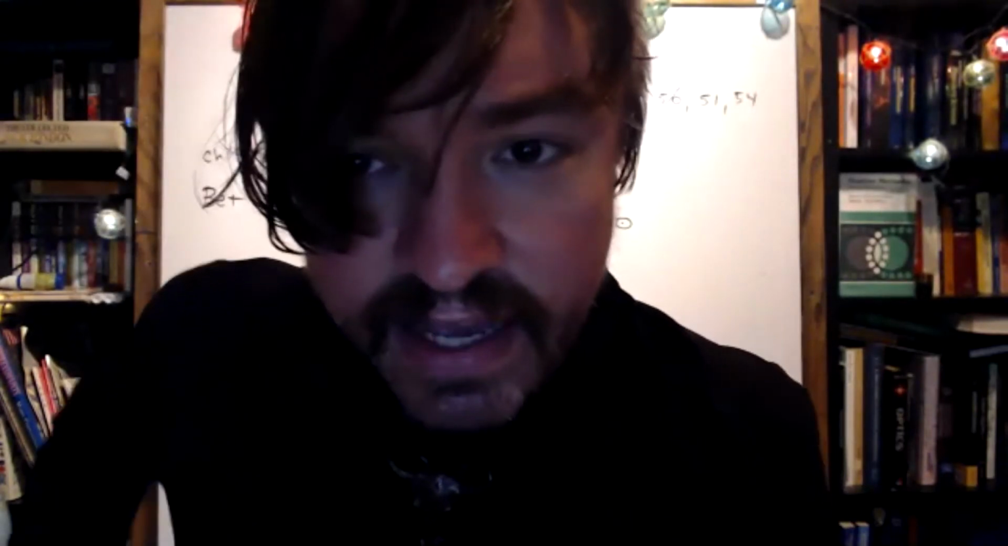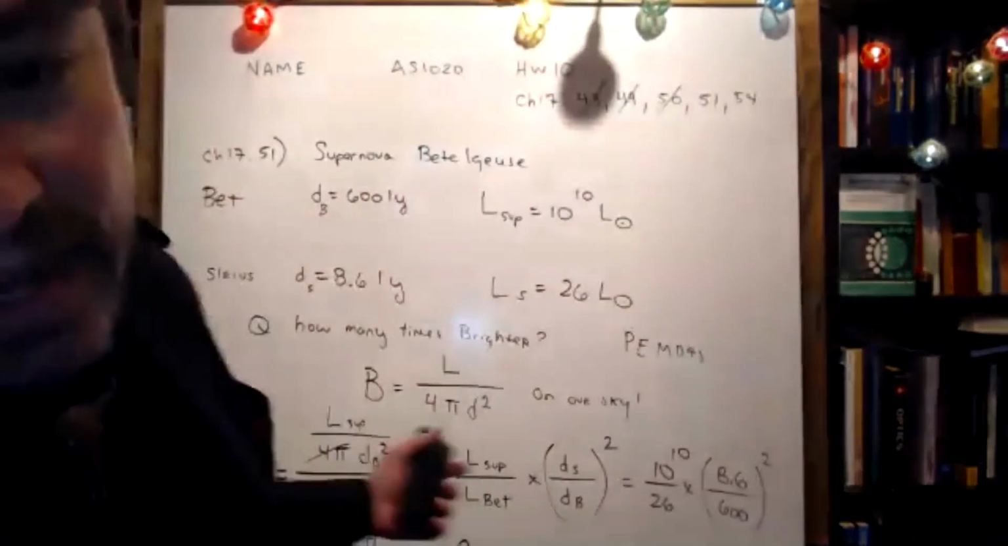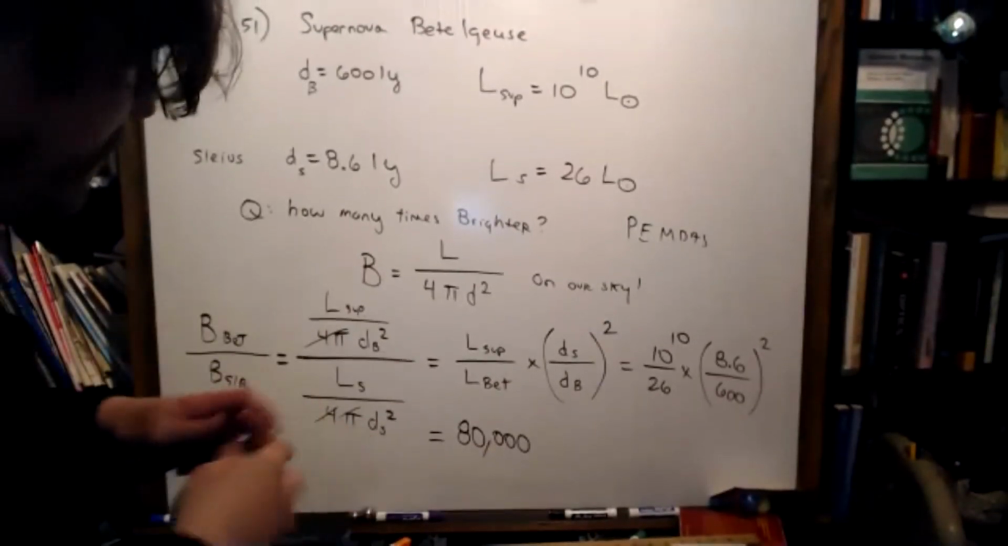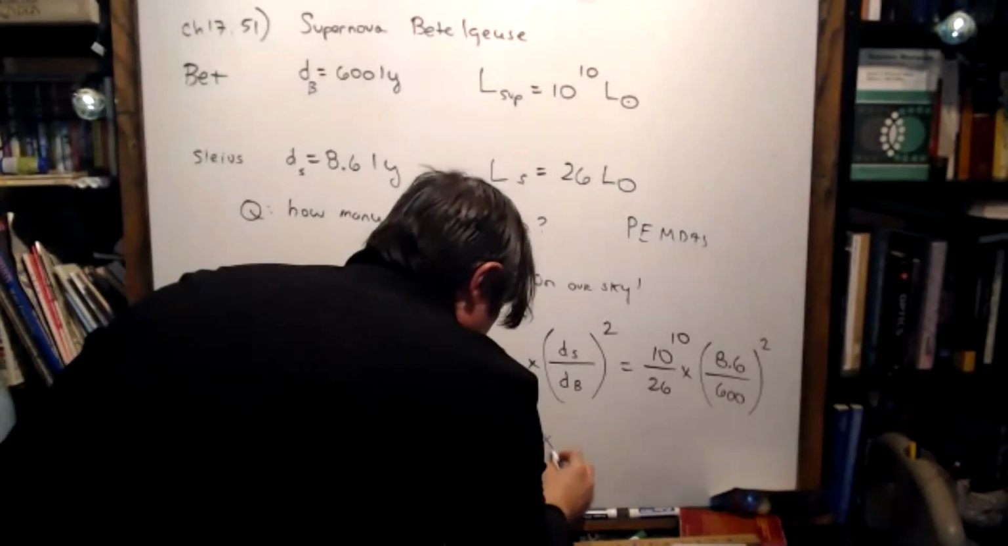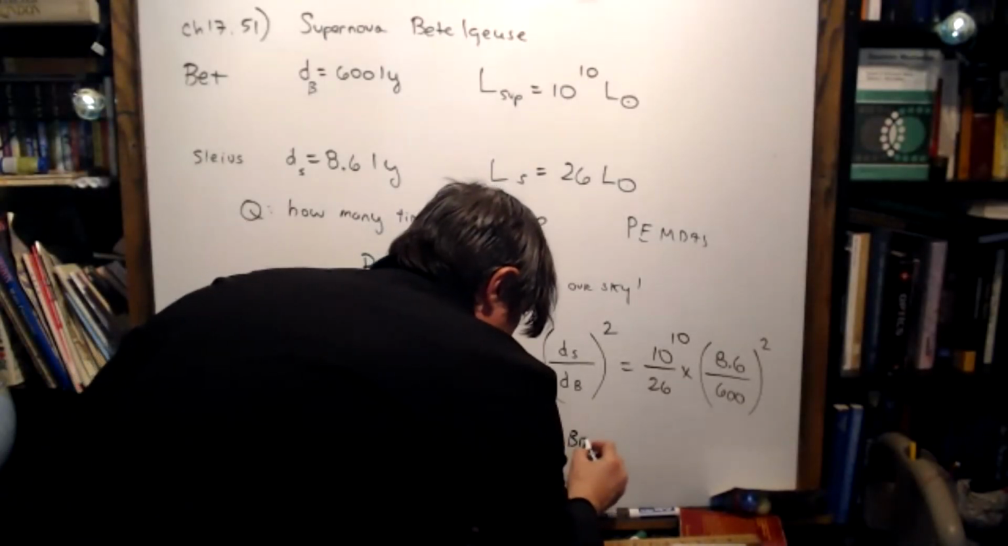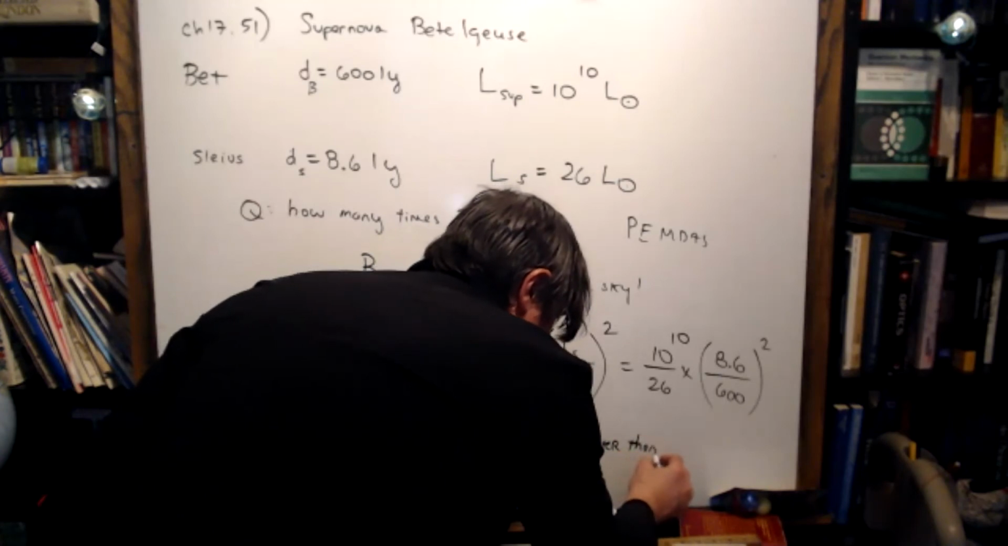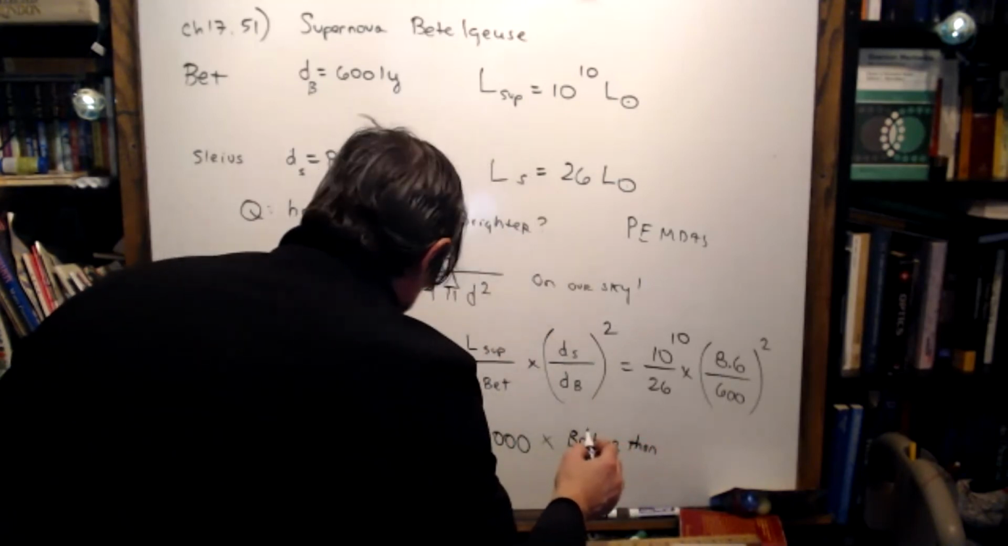All right, maybe Betelgeuse won't be brighter than the moon, but it'll be comparable to the brightness of the moon, right? Let's not get lost in the sauce here. The answer is that it'll be bright enough to see during the day. 80,000 times brighter than Sirius.